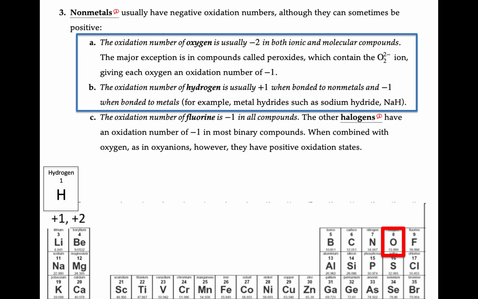But in general, if you view oxygen as -2 and have that fixed within your problem solving, you'll be on the right path.